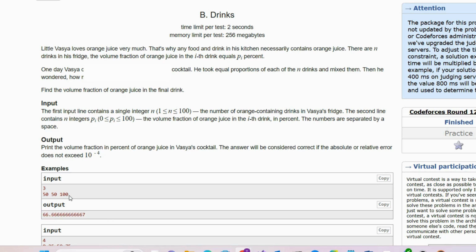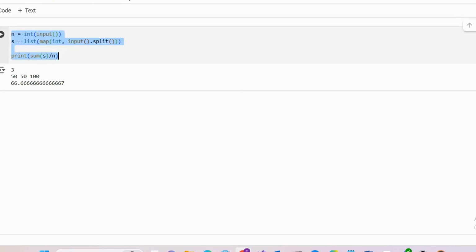1. Read the number of drinks n. 2. Read the list of percentages. 3. Calculate the sum of all percentages. 4. Divide the sum by n to get the average percentage. Now let's write and execute the solution for this example.